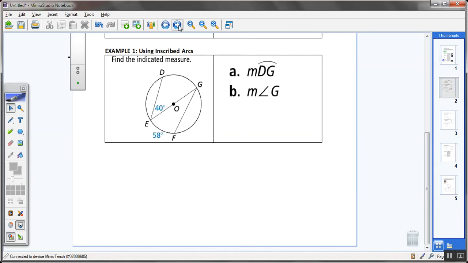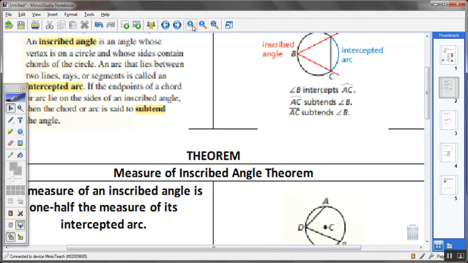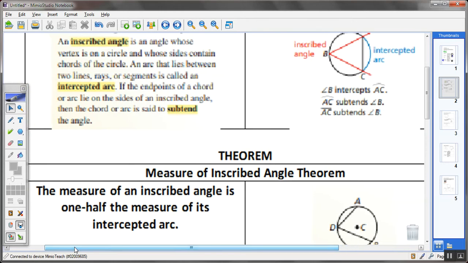Core concept. I love this stuff here. There are some theorems and core concepts up here. Take a look at your paper. Basically, everything we talked about in the vocabulary is right here. It says an inscribed angle is an angle whose vertex is on a circle and whose sides contain chords of the circle. An arc that lies between the two lines, rays, or segments is called an intercepted arc. It says if the endpoints of a chord or arc are on the sides of the inscribed angle, then the chord or arc is said to do what?